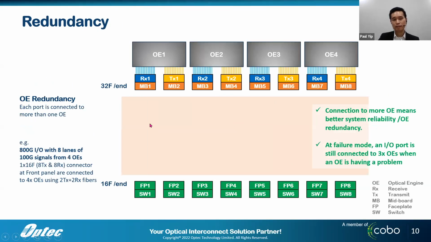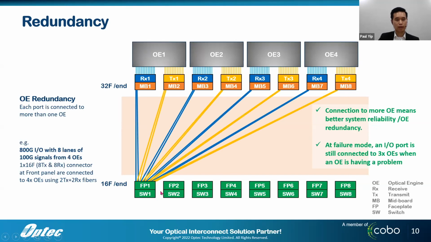About redundancy, for example, we can connect one fiber end at the faceplate to 4 different OEs. So if one OE fails, we still have 3 other OEs available. We see this as a very good advantage. Of course, it's not a must to build it like this, but it can be built like this. With the fiber shuffle, it's also easier to design the switches going forward.